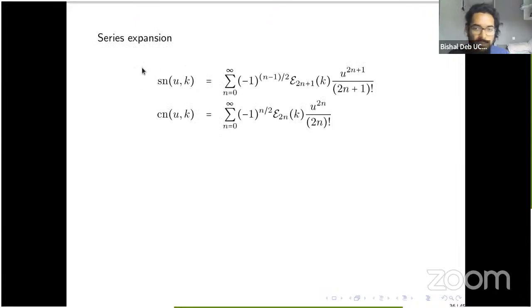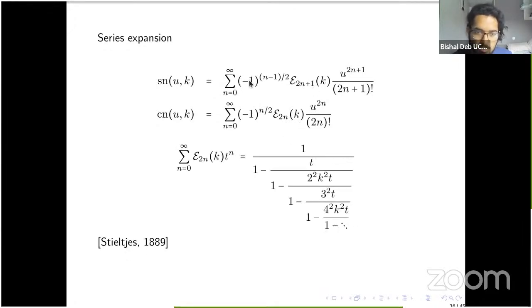So again, similar to the secant numbers and tangent numbers, take the Jacobian elliptic functions and look at their series expansion around u. So for sn, the contribution only comes from the odd order terms, odd coefficients, and for cn, only the even coefficients are non-zero. And these E_{2n+1}(k) and E_{2n}(k) are polynomials in k.